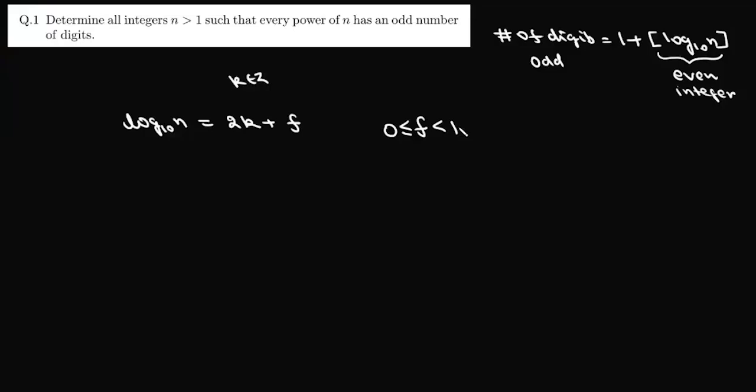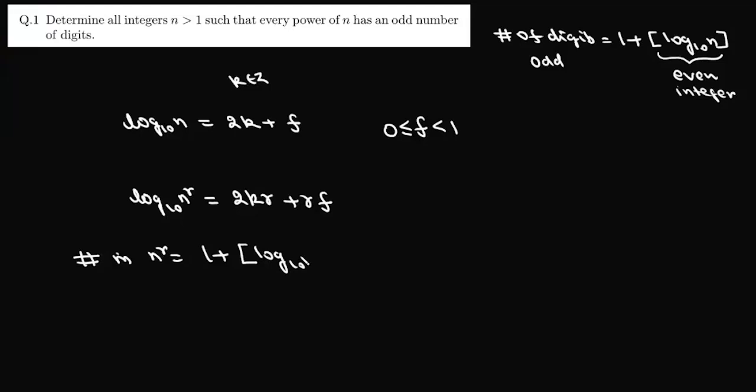Now we want every power of n to have an odd number of digits. So if we take any power of n, say n to the power r, we can write log base 10 of n to the power r as 2kr plus r times f, and the number of digits in n to the power r will be 1 plus the greatest integer function of log base 10 of n to the power r. Again, it should be an odd number. It will be odd if this is even. Now in this, we already know that 2kr is even.